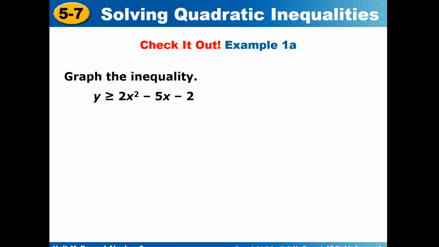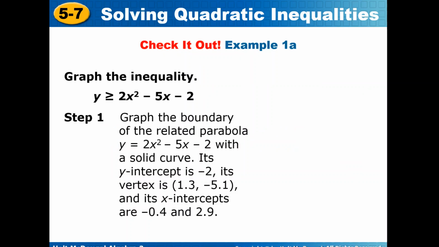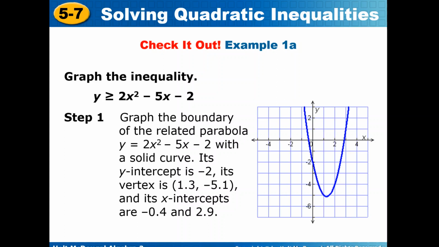Here's another problem for us to try. Again, it says to graph this inequality. So the first thing I want to do to graph this is I'm going to remember that the boundary is going to be a solid curve. And I can find the y-intercept, and the y-intercept is going to be when x is 0, what is y? Negative 2. So there's going to be a point right here.